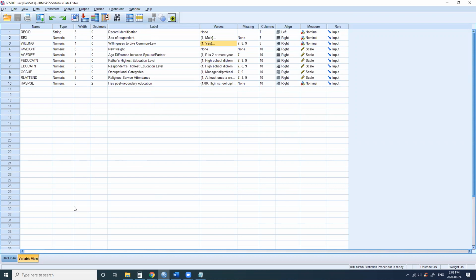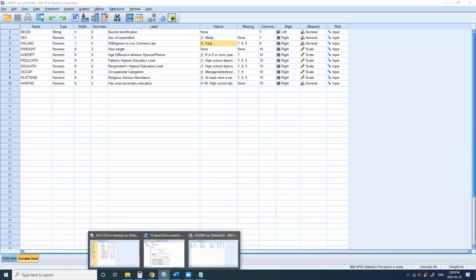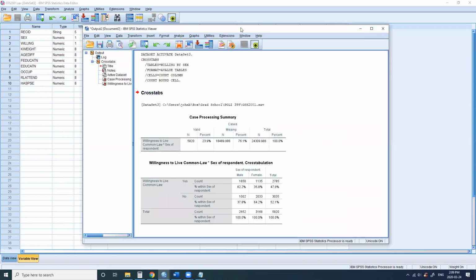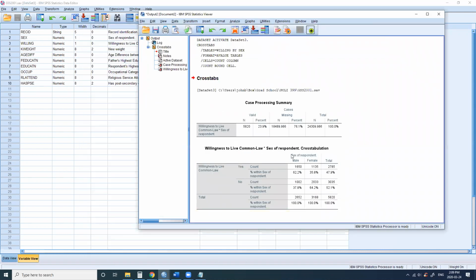Okay, so has everyone followed me up until this point where I did the bivariate crosstab? I'm going to take that as a yes. When we did the bivariate crosstab, we looked at the relationship between the sex of the respondent and willingness to live common law, right? And we found a gap of 26.4 percentage points. Men are 26.4 percentage points more likely to be willing to live common law than women.